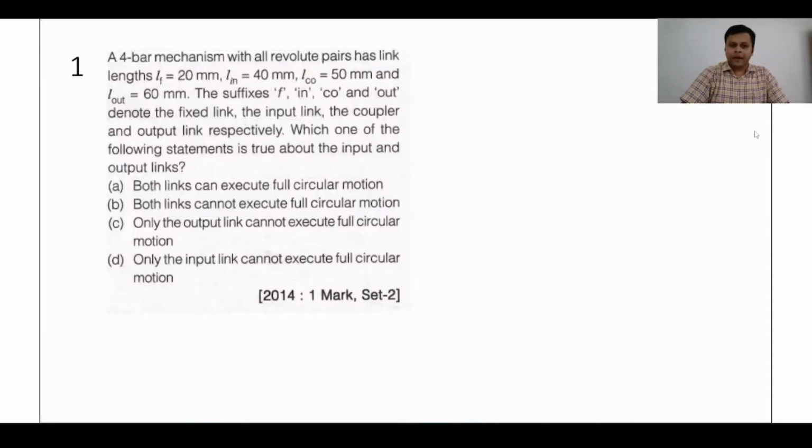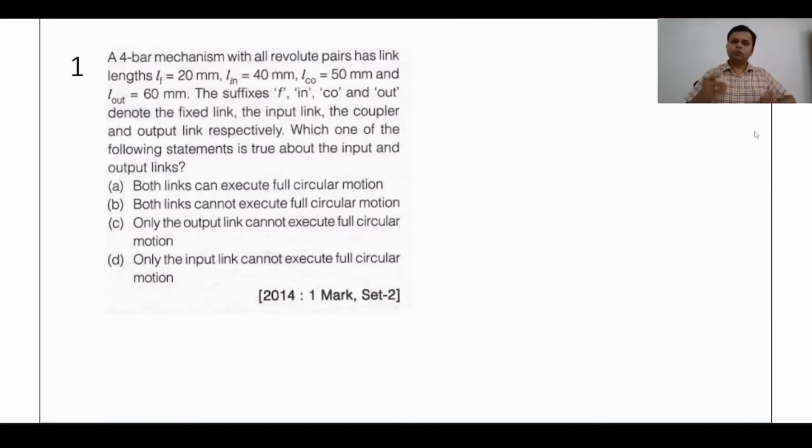A 4-bar mechanism with all revolute pairs has link lengths LF = 20 mm, Lin = 40 mm, LCO = 50 mm and Lout = 60 mm. The suffixes F, in, CO, out denote the fixed link, the input link, the coupler and the output link respectively. Which one of the following statements is true about the input and the output link?